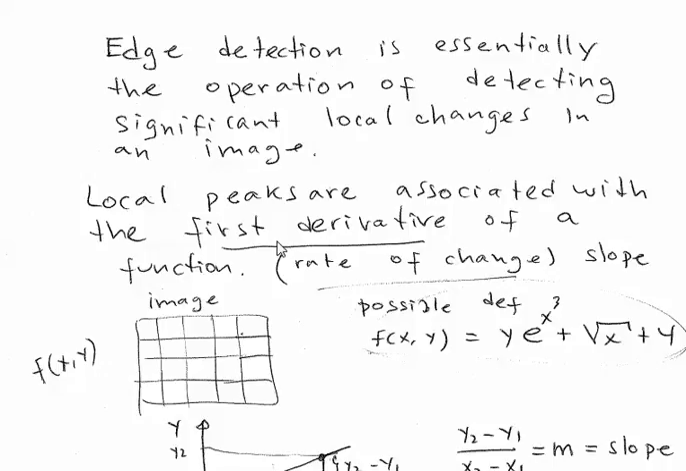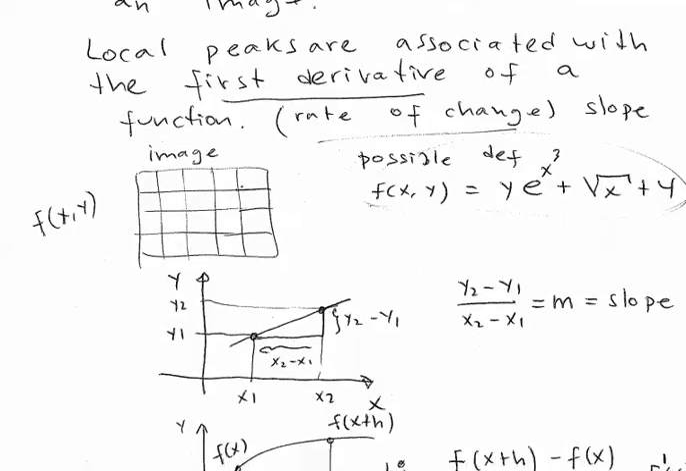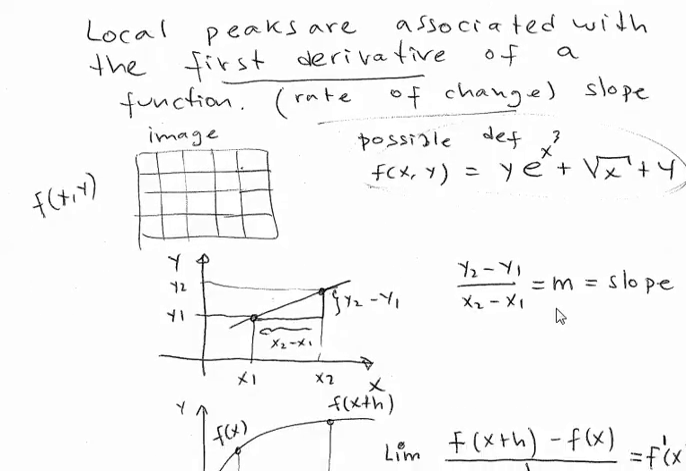Remember that the edge we are defining as a significant change. So we need to find something that will give us a sense of change, and for that we're going to go into the derivative. Now I said that maybe we're going to get something from algebra. I'm sure that you worked in algebra with a slope, which is also the rate of change.